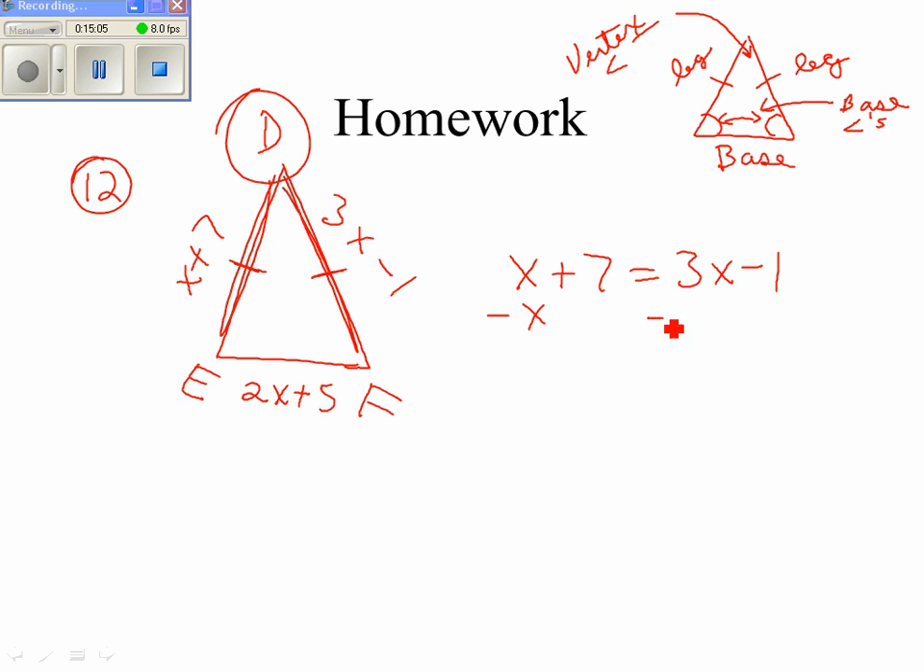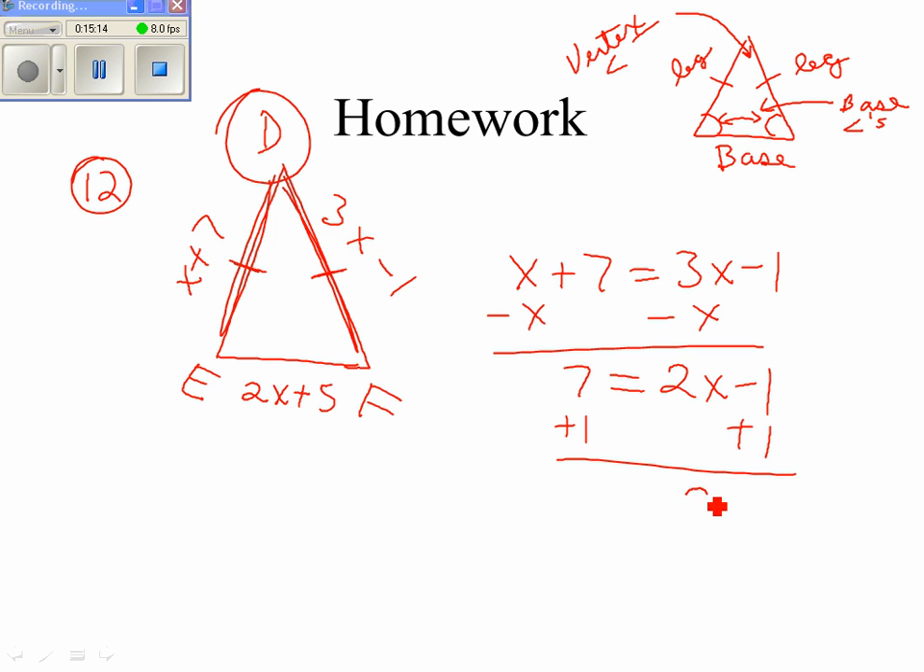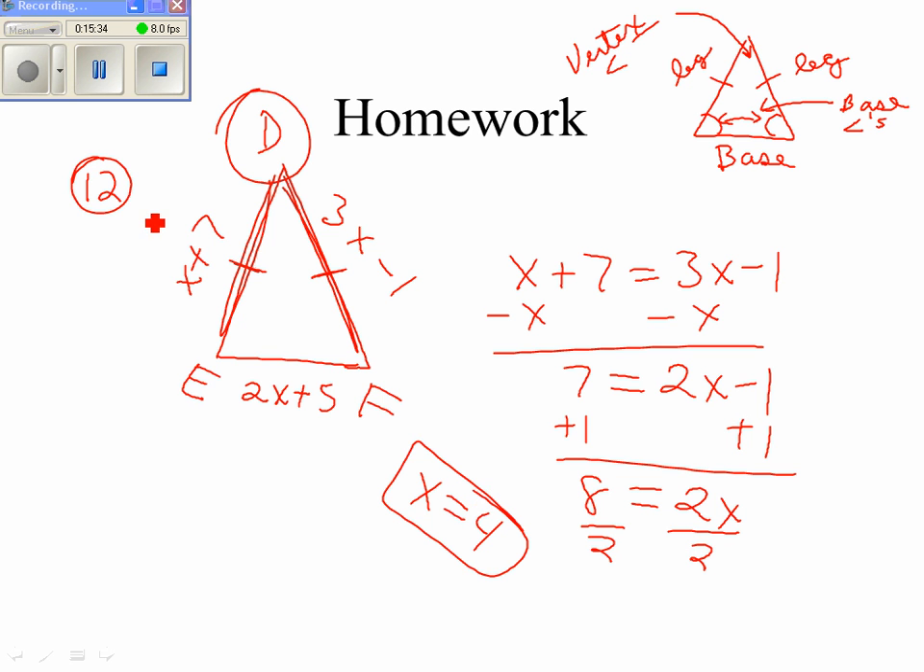Solve this. x plus 7 equals 3x minus 1. Add 1 to both sides. 2x equals 8. What's x equal? Is that our answer? It's part of it. What else do we still have to do? Plug it in. Which place is easiest? Plug it in. So how long is that side?